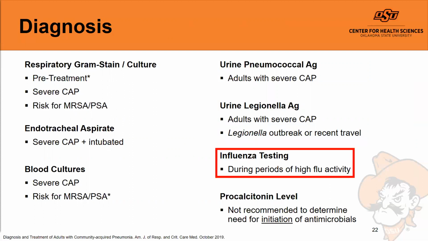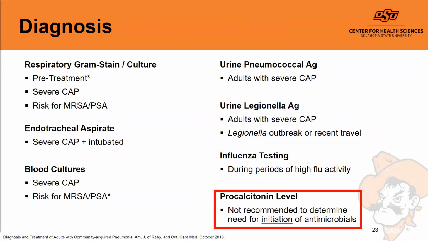Influenza, for flu testing, the guidelines recommend to obtain one during periods of high activity of influenza. And finally, procalcitonin. The recommendation for obtaining procal levels are a rather gray area throughout the document.